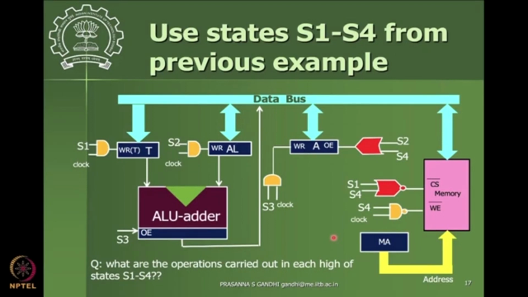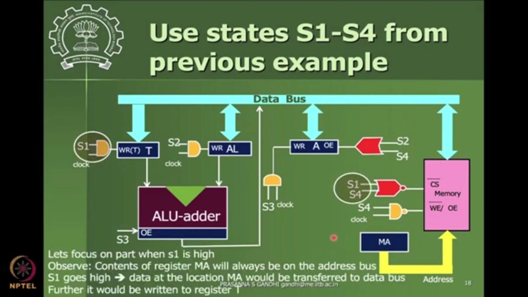Let's say S1 goes high. When S1 goes high, the contents of this register MA, which has no output enable, are always connected to this memory. So the contents of this memory address holding register will be available on the address bus always. Then when S1 goes high, the chip select happens here, and this memory will be selected.